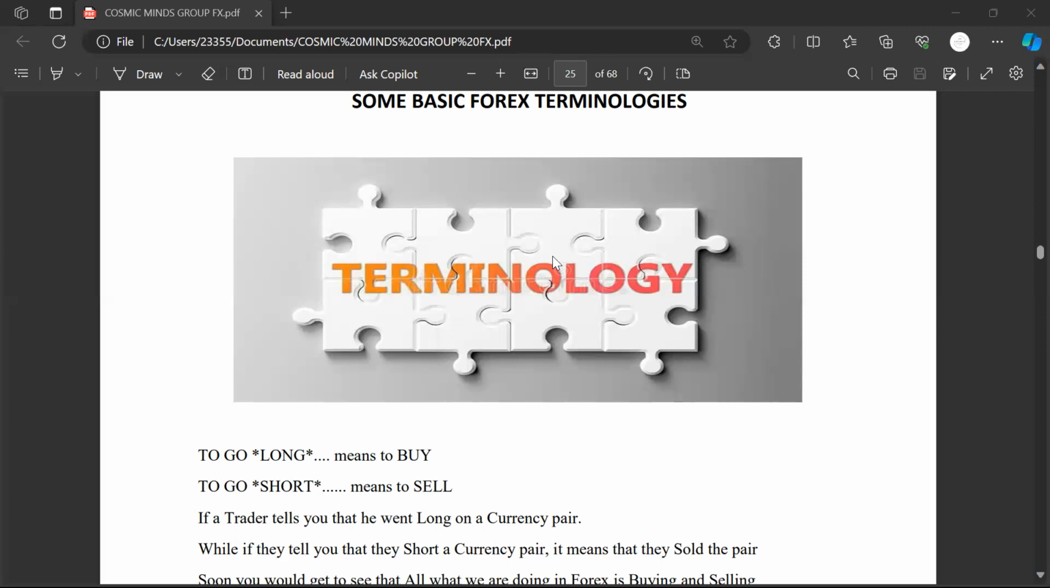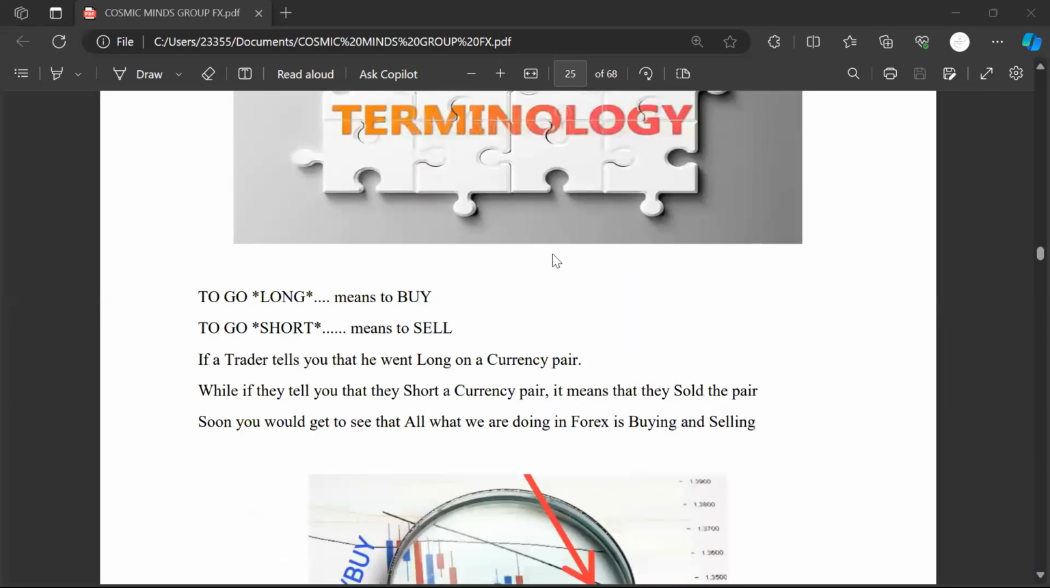So the first term is to go long, right? In Forex, there are actions that we can actually take. When you are ready to trade, either you buy or you sell. The other option is to wait, but we are talking about taking an actual action. So you either buy or you sell, and in this buying and selling, we have some synonymous terms. They all mean the same thing, right?